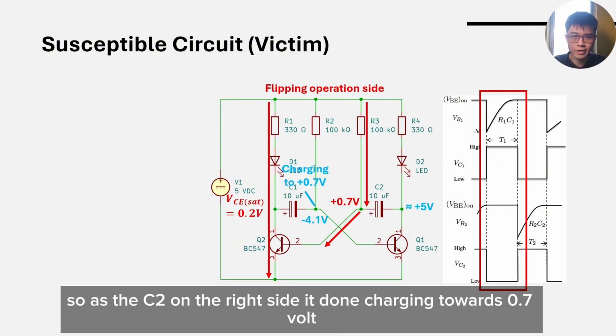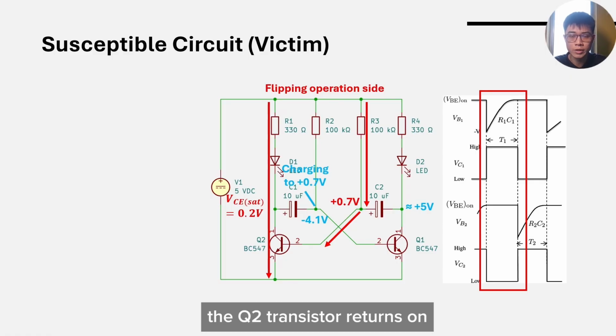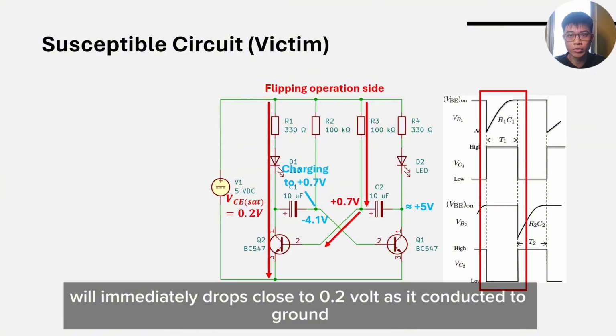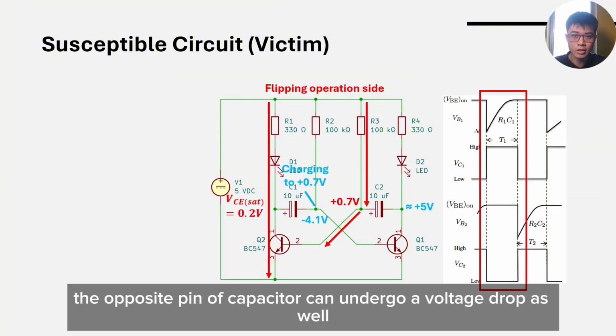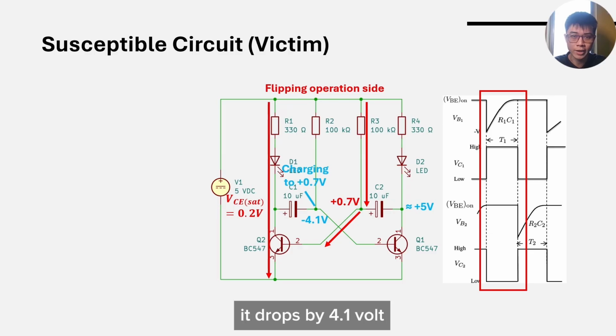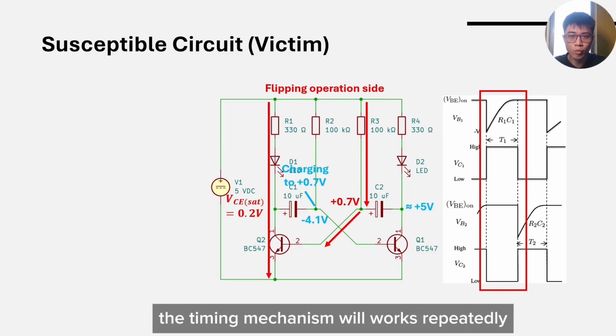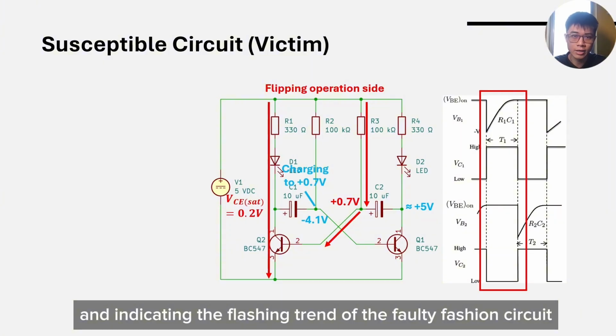As C2 on the right side finishes charging towards 0.7 volt, the Q2 transistor turns on, and the output node, initially held at 5 volt, immediately drops close to 0.2 volt as it conducts to ground. In that sense, the opposite pin of the capacitor undergoes a voltage drop as well. According to the output node, it drops by 4.1 volt. Thus the operating side now flips. In the same behavior, the timing mechanism will work repeatedly, indicating the flashing trend of the LED flasher circuit.